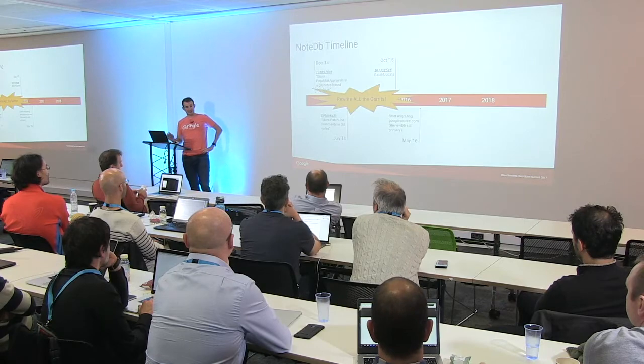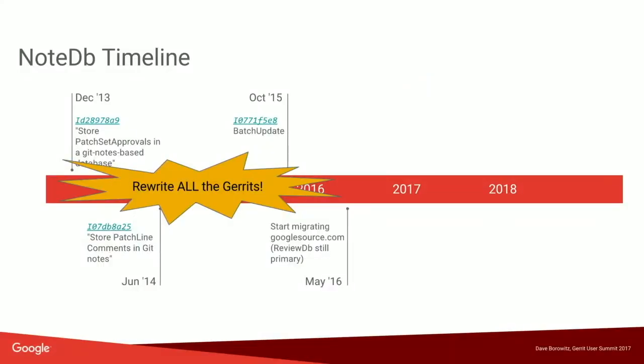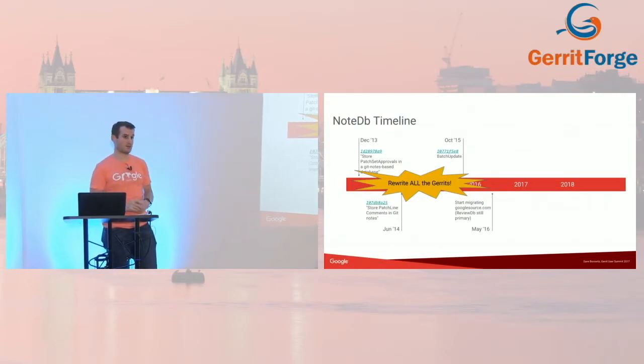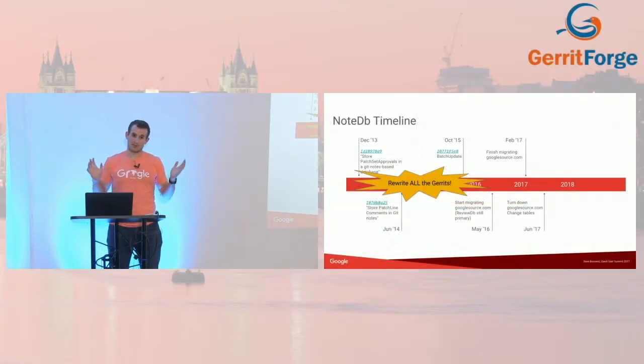In 2016 is when we actually started migrating GoogleSource.com. Even though we were migrated to NoteDb, ReviewDb data still existed, and it was still the source of truth. So if they got out of sync, we would always trust the data in ReviewDb. And then later this year, only a few months ago, we literally don't have change tables in our database anymore. We have several hundred sites in our multi-master setup, and we have lots and lots of changes, and they're all using NoteDb to store change metadata.